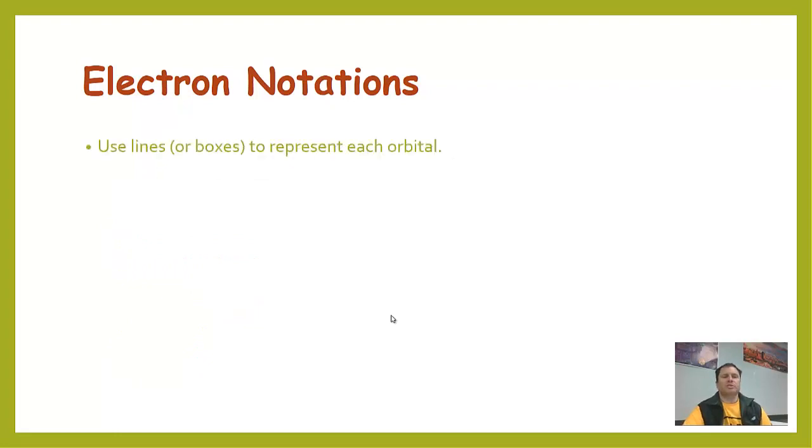So when we do notations, we're going to use lines, or you can use boxes, to represent each orbital. For example, if we think about S, remember how many different possible shapes S had? It was a sphere, right? So it only had one possible orientation, and we represent that with one line. P, if you remember, has three. It can be on the X, Y, or Z axis, so we represent it with three lines.